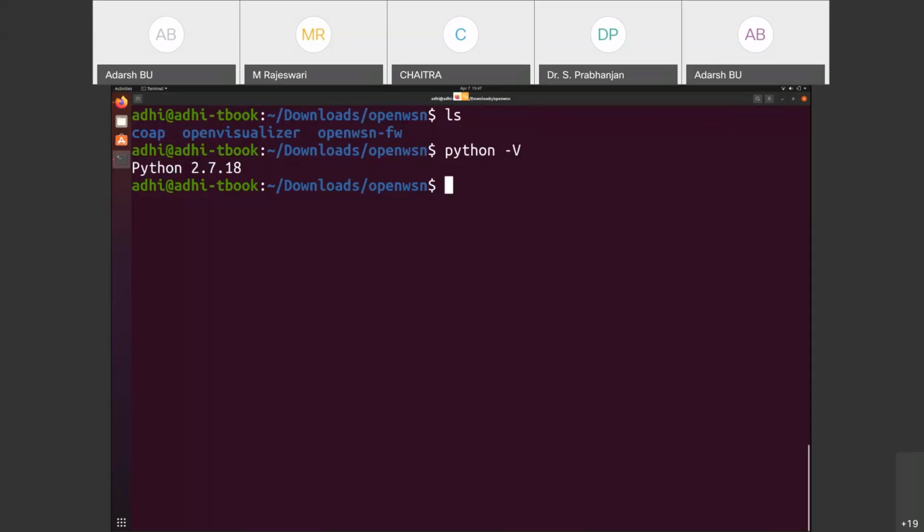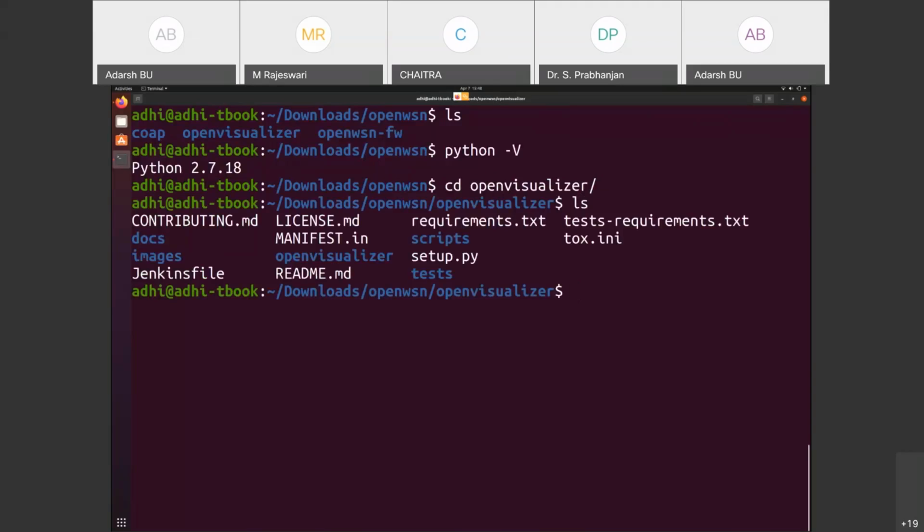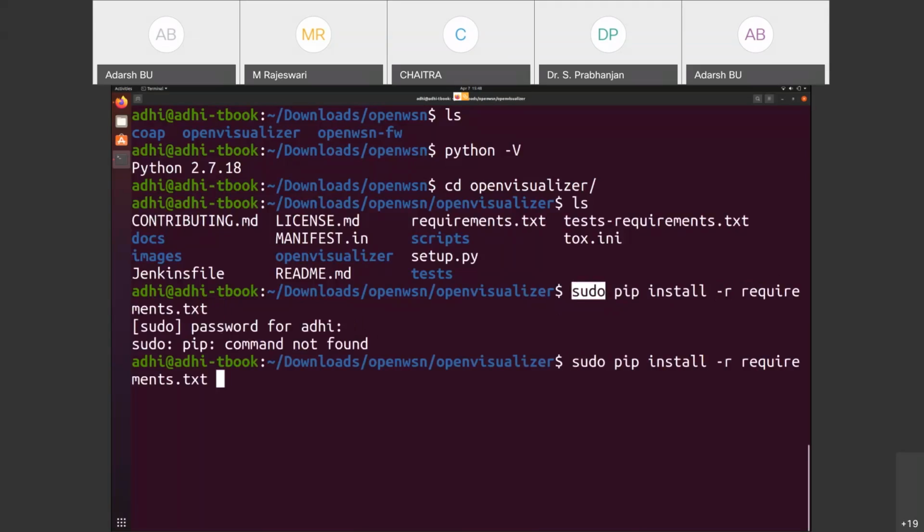Once you have installed Python and everything successfully, I'm going straight to the simulation part. We can run the simulation by taking the software in the OpenVisualizer: go to cd OpenVisualizer. There is a specific file called requirements.txt, which we need to install with the command sudo pip install requirements.txt. When you give sudo, that is admin permission, so it may ask for the password. For those using the instant config, the password will be user.